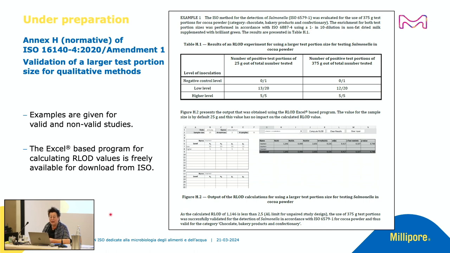And then examples are given also in this new annex for these validations in the single lab, for valid and non-valid studies. So one valid study for Salmonella and a non-valid study for Cronobacter. And we have also a special Excel program where you can calculate the RLOD, which is in the ISO portal. So this will come by mid of the year, and we know it's a very high burden, but accreditation bodies will ask. So if you want to validate bigger portion sizes, start now.